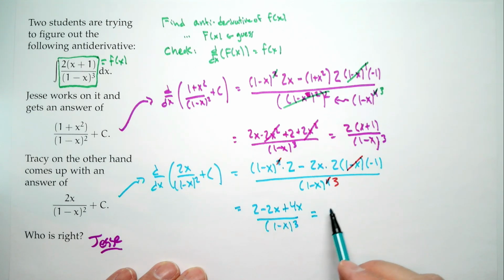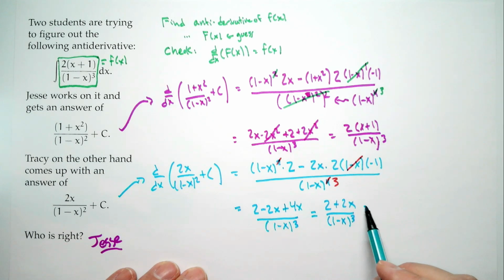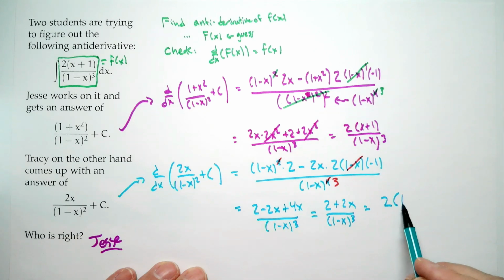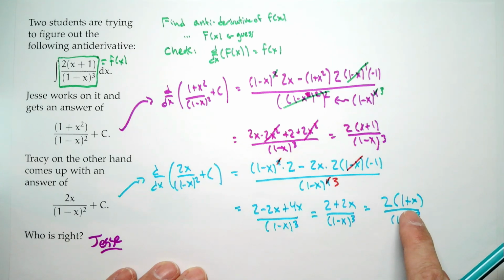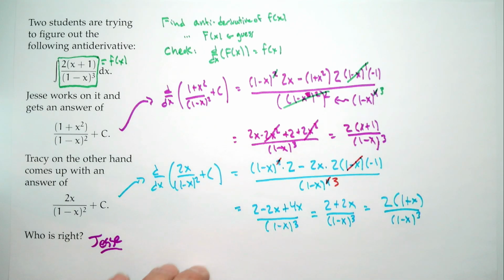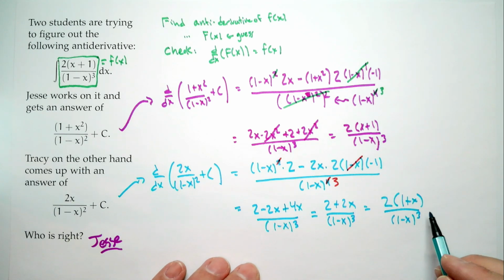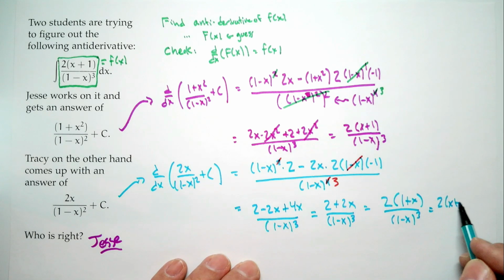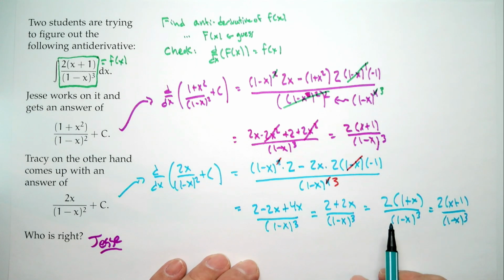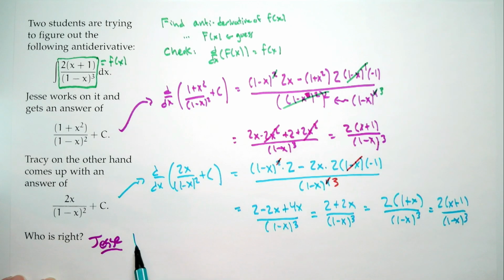And that gives us a final answer of 2 plus 2x over 1 minus x cubed, which is 2 times 1 plus x over 1 minus x cubed. Haha. No wonder they made a mistake. See, they were trying to do 1 plus x and not x plus 1. No. It's okay. It's the same thing. So, what does that say about Tracy's answer? Tracy is also right.